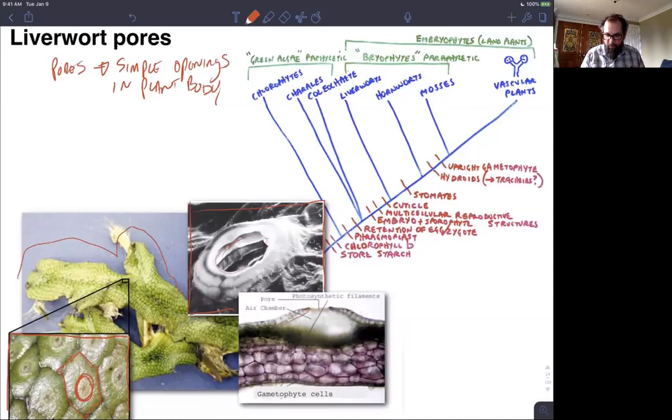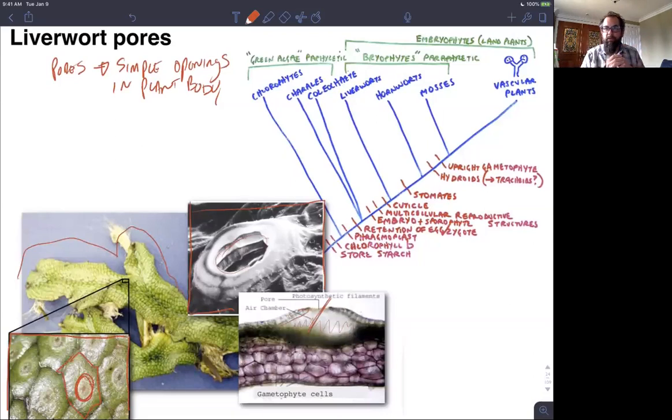We see the opening where gas exchange can occur. But we also see that this is surrounded by this air chamber, and this then helps limit water loss. So we have this opening in the plant body where gas exchange can occur, but to make it so that all the water doesn't just evaporate out, we have this sort of humid boundary layer that's inside of that air pocket in there. And that humid boundary layer makes it so that you don't lose water too quickly.